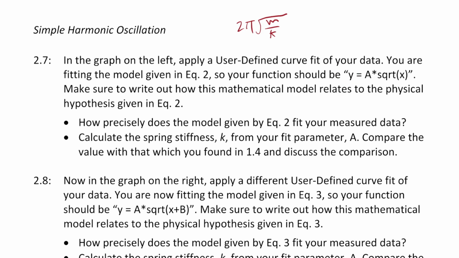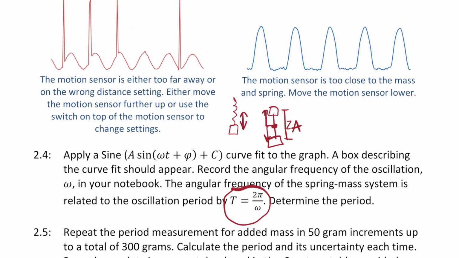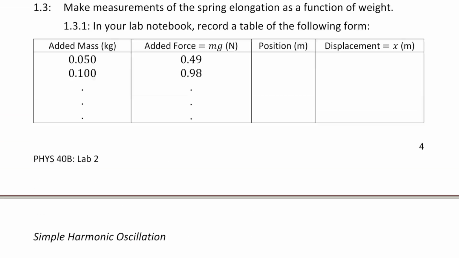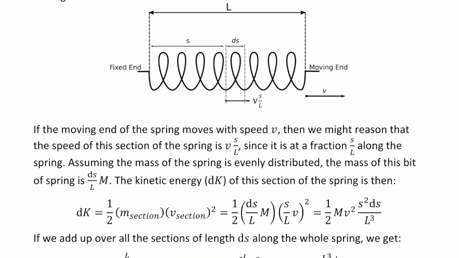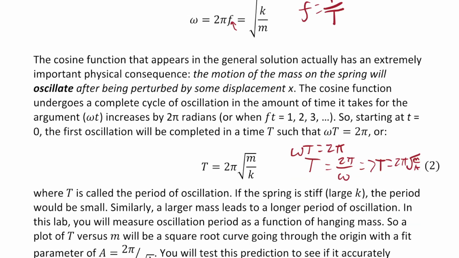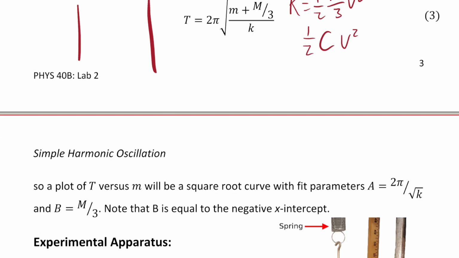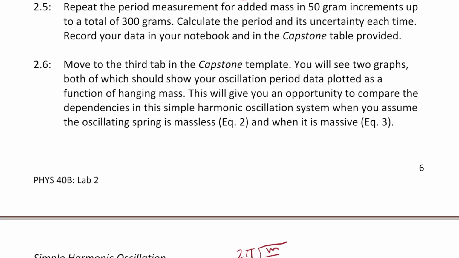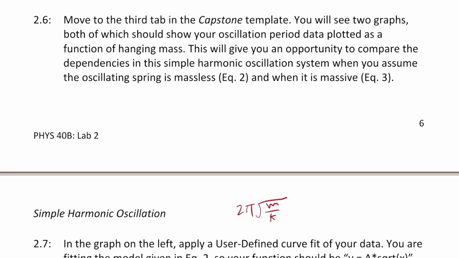Because what we're really looking at, if you recall, is the period. If you remember from earlier, we said that the period is 2 pi root m over k, and that's related to omega, right? Sorry, I kind of misspoke. I said you were looking at the angular frequency. I meant to say you're looking at the periods, right?